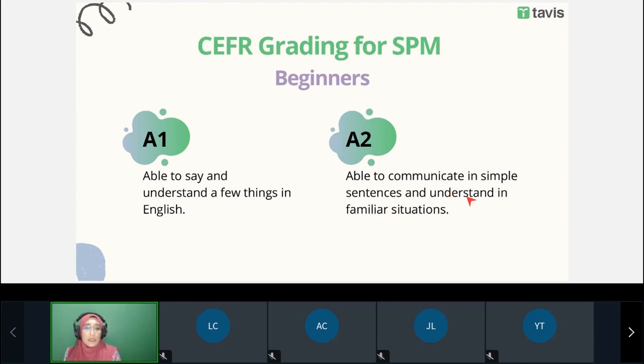And for A2, this is where you are able to communicate in simple sentences and understand a few familiar situations, like everyday things that you do or your daily chores. So if I ask you, what's your name, and you can reply, I'm this, I know that you are at this level. But if I ask you another question, like, where do you stay? Maybe for A1 you can say, I stay at Shah Alam. But for A2, a little bit more, maybe you can say, I am staying with my parents in Shah Alam. So you can see the difference there, okay?